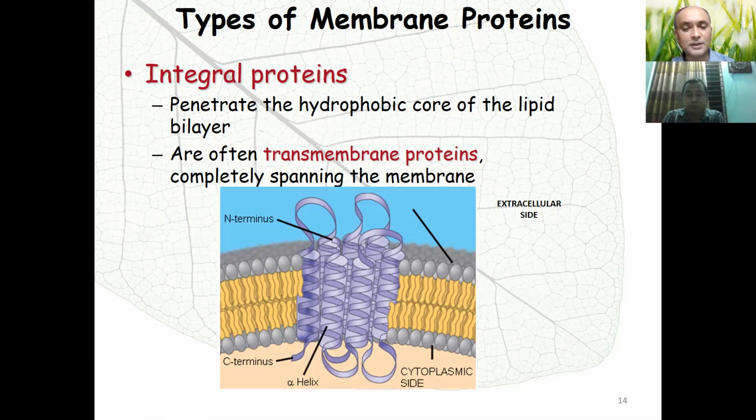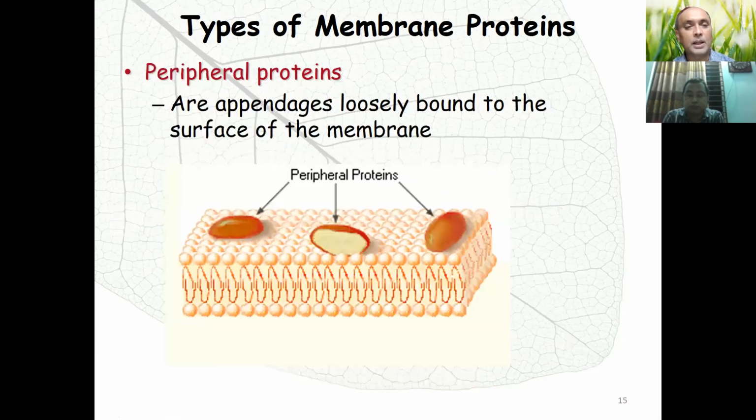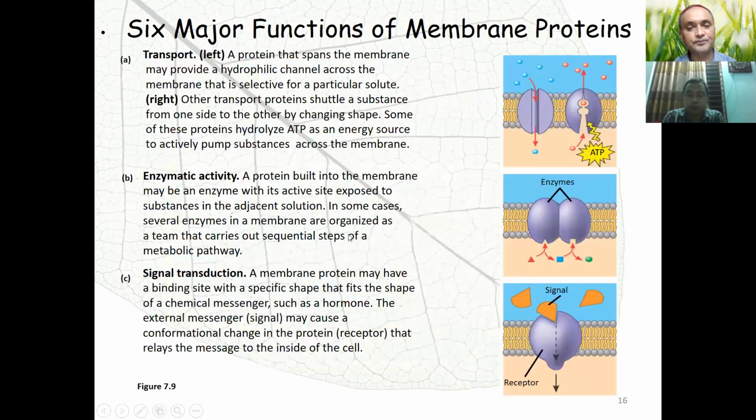And in the eukaryotic system, G protein coupled receptors are very famous, and the scientific discovery of G protein coupled receptors was awarded the Nobel Prize, because nearly 60% of the drug molecules we are taking are working through the G protein coupled receptor. Peripheral proteins are appendages loosely bound to the surface of the membrane. Here you can see, not transmembrane, peripheral proteins.